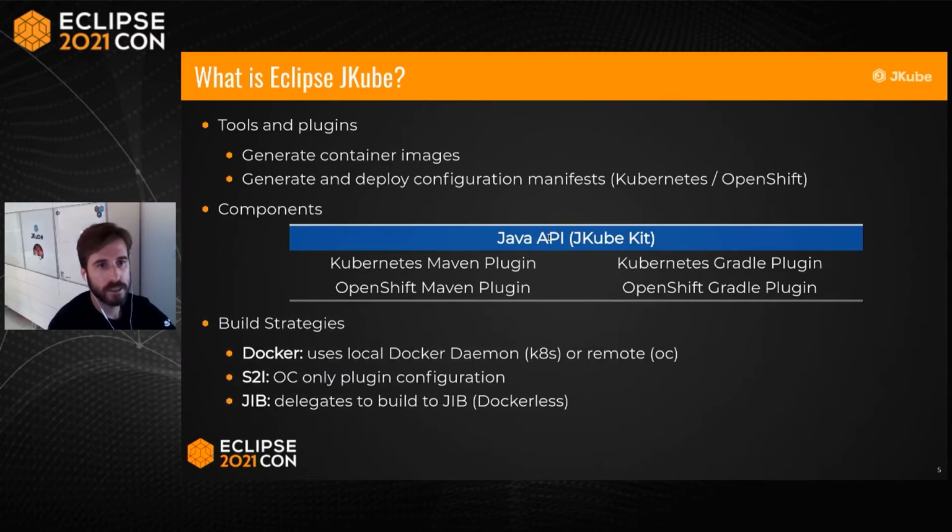Regarding the build strategies, I won't go into too much detail, but we currently support 3 different build strategies: Docker, S2I, and Zip. And the cool thing about JKube is that it abstracts away all of the configuration for your image. So basically, just by providing a configuration flag, you would be able to switch from one build strategy to the other. You won't need to provide specific configuration for Docker or S2I.